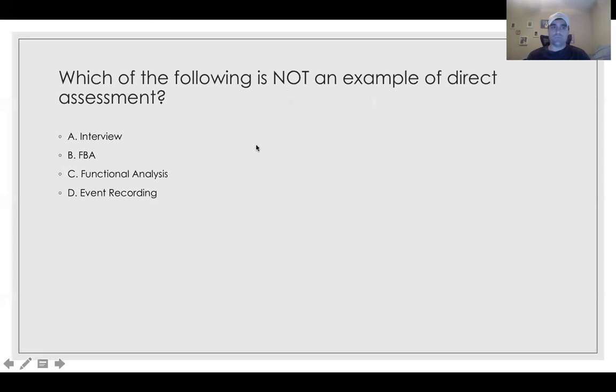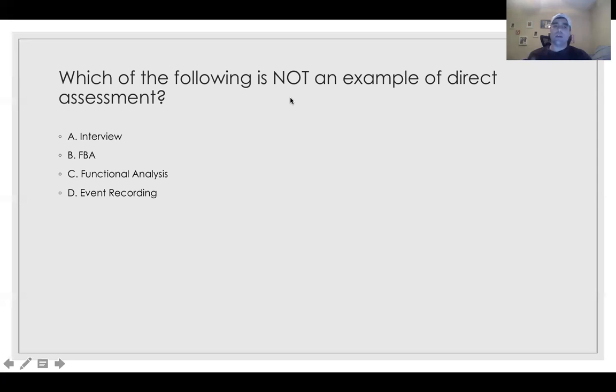Which of the following is not an example of direct assessment? Okay, so this is a not question. These really trick people, because they miss the word not and then they get confused. You have to read the question carefully. You have to be aware of these questions because they will put these on there. These not questions are easy, but you have to pay attention to the question.